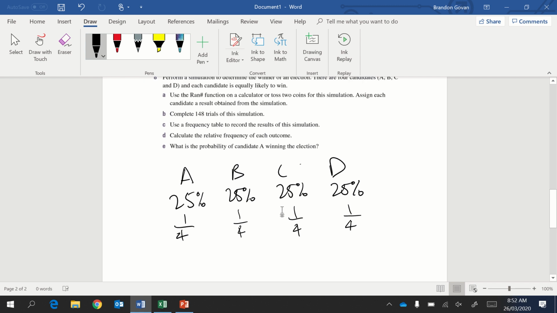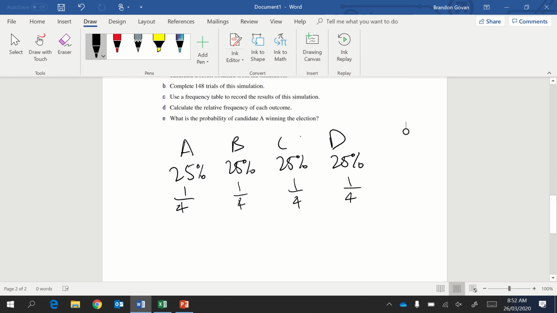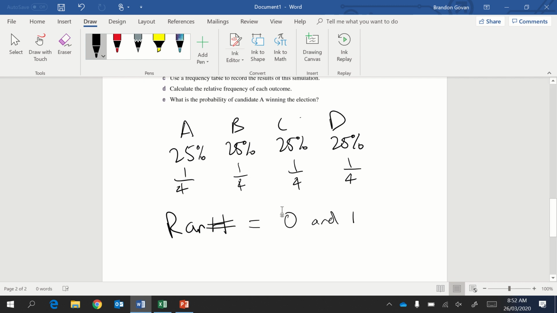So what it says is assign each candidate a result obtained from the simulation. So what our random number function does, all right, random number is going to give you a number between 0 and 1, any random number between 0 and 1. So it'll have a certain number of decimal places and it'll just spit out a fully random number. What's really good for that is that we can use this to simulate probabilities of events.